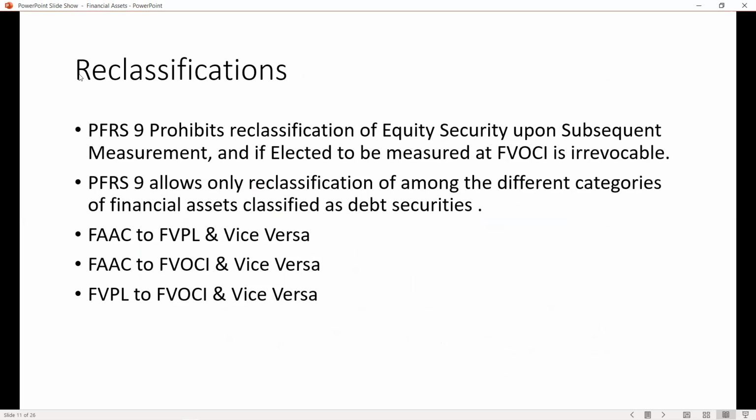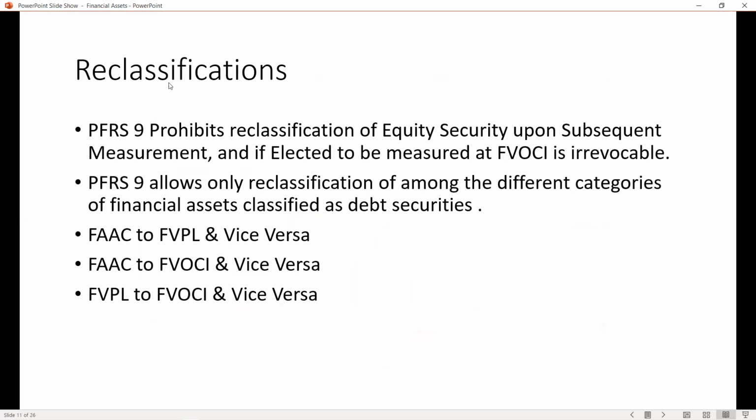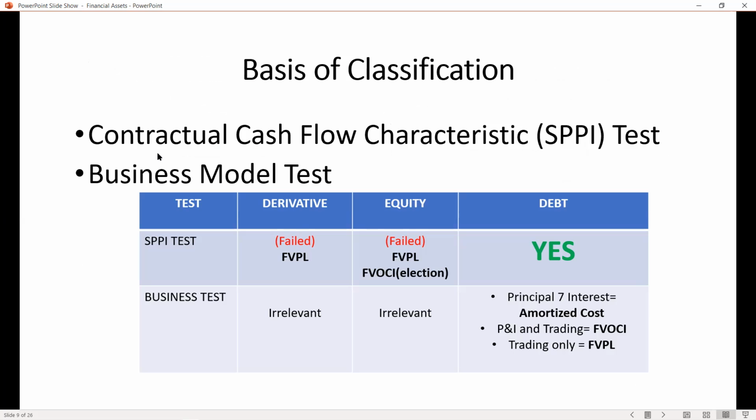So, sunod. Under PFRS 9, we have also here reclassification. So, balik tayo ulit dito. 'Di ba napansin natin dito that only debt securities has many classifications, may amortized cost, may FVOCI, at saka may FVPL. Under PFRS 9, it prohibits reclassifications of equity security upon subsequent measurement. Napansin natin dito na may dalawa tayong classifications on equity security. We have FVPL and FVOCI.